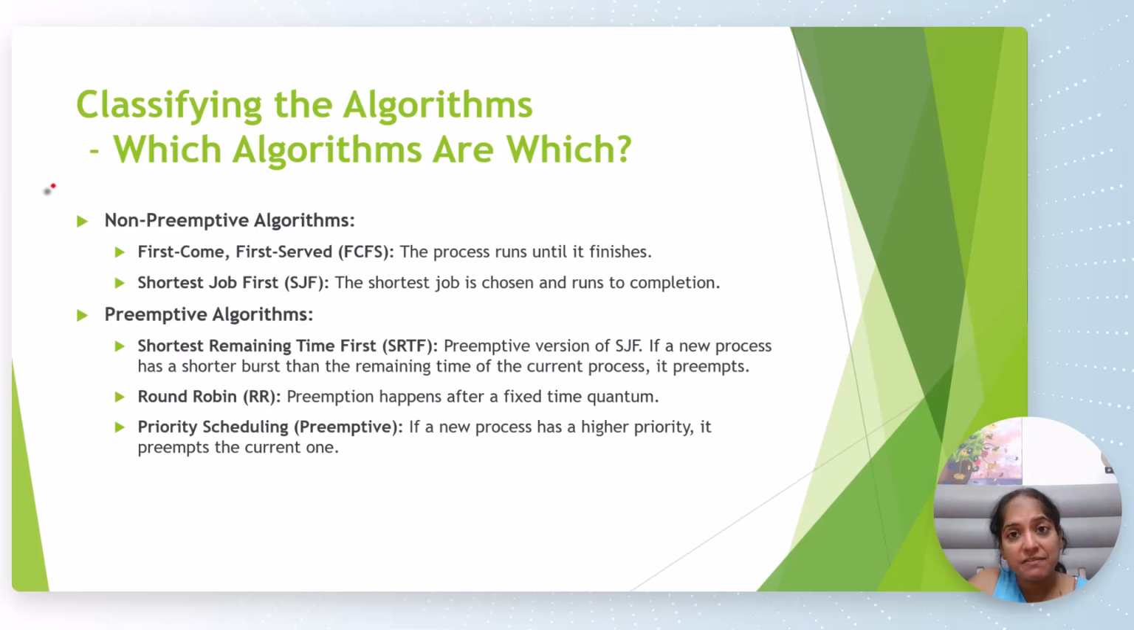So, if we classify the algorithms, which algorithms are which? First come first serve is a non-preemptive algorithm. Shortest job first is again a non-preemptive algorithm, but shortest job first can be implemented in terms of preemptive also, which is called shortest remaining time first. This is the preemptive version of SJF. Round robin and priority scheduling, all these are preemptive algorithms.